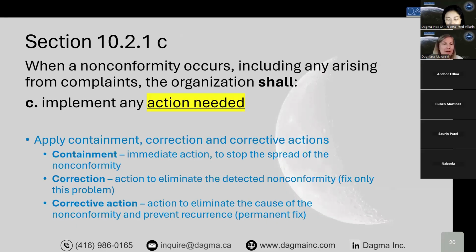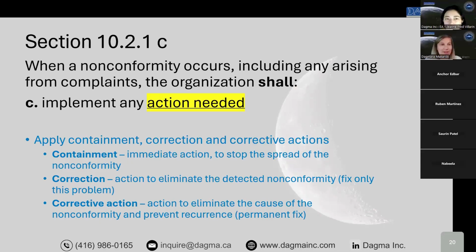So next, we talk about implementing any action needed. So here we need to apply containment, correction, and corrective actions. Containment means immediate action to stop the spread of the nonconformity. Correction means the action to eliminate the detected nonconformity. So fix only this problem. Corrective actions are actions to eliminate the cause of the nonconformity and prevent a reoccurrence. So that is a permanent long-term fix.